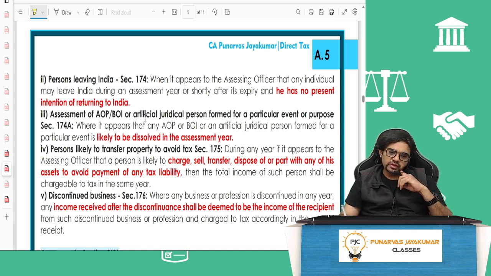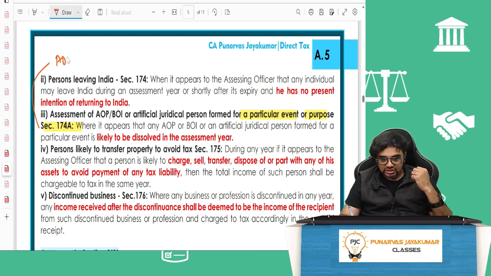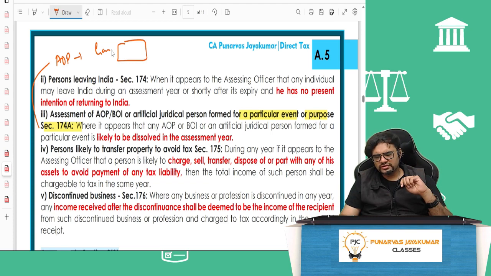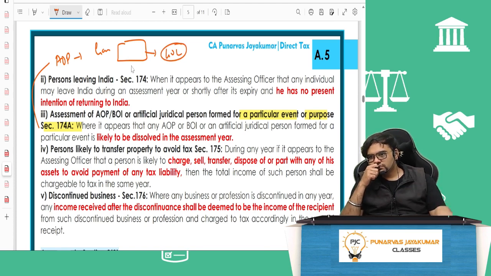Assessment of AOP, BOI or artificial person formed for a particular event or purpose. Section 174A. You created an association of persons to celebrate Ganesha Chaturthi on a very, very huge, grand scale that year. The next year and all we are not going to do. This is the first and last. And huge celebrations. You called all celebrities, etc. And you ended up making a profit of 40 lakh rupees. Just one time. Should I pay tax?